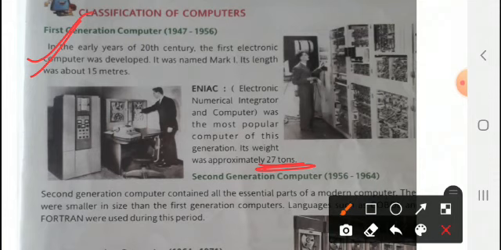So what is the characteristic of the first generation computer? That it was very heavy, approximately 27 tons, and it was named Mark 1.